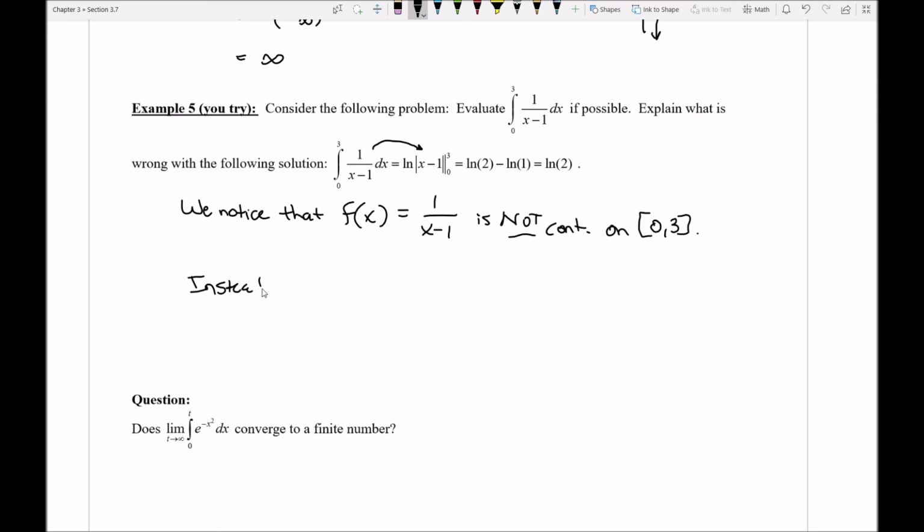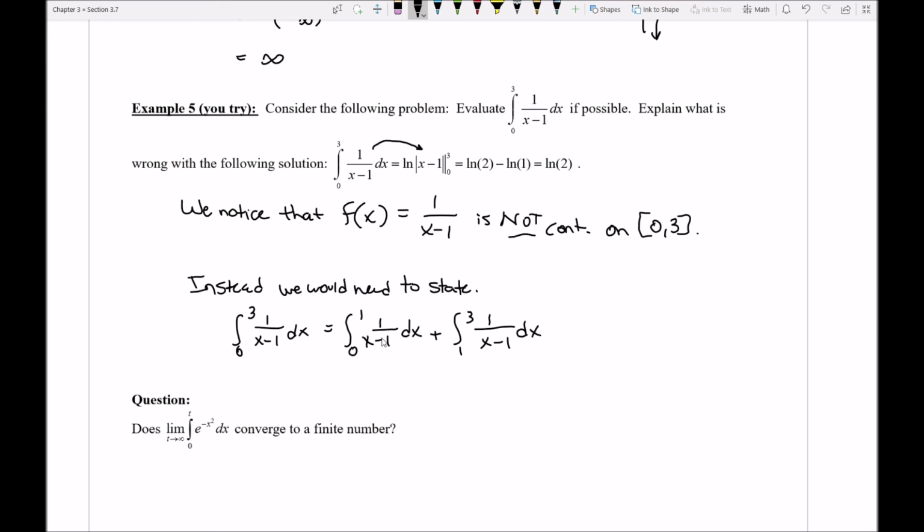So I'll say here, instead, we would need to state that my integral from 0 to 3 should really be broken up into an integral from 0 to 1 plus another integral from 1 to 3. I would have to evaluate each of these integrals separately, but I should note that each one of these is still an improper integral, now with just a discontinuity at one of the endpoints. Hopefully you were able to catch that.